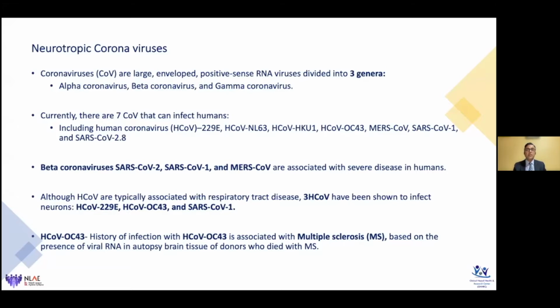When I say coronavirus, I would be implying the COVID-19 SARS-CoV-2 virus during the entire presentation. There are 3 other coronavirus variants that have been shown to infect neurons directly, and those are 229E, OC43, and coronavirus type 1. Interestingly, the OC43 variant has also been found to be involved in multiple sclerosis, based upon the presence of viral RNA in the autopsied brain tissue of a donor who died with multiple sclerosis.